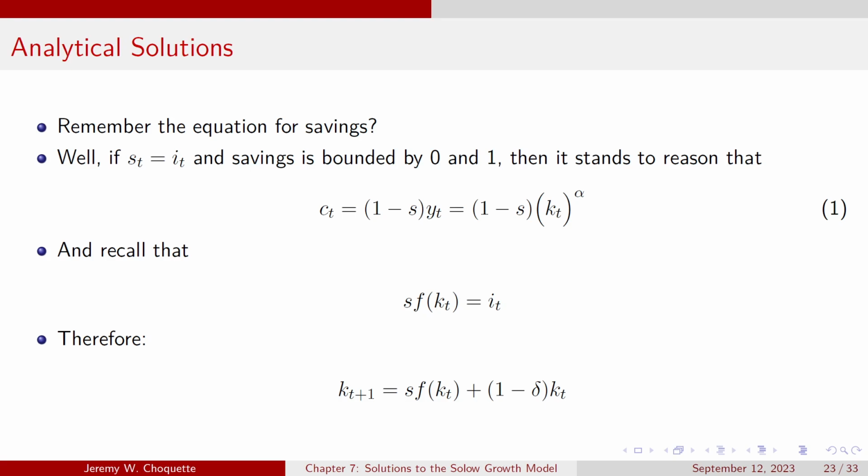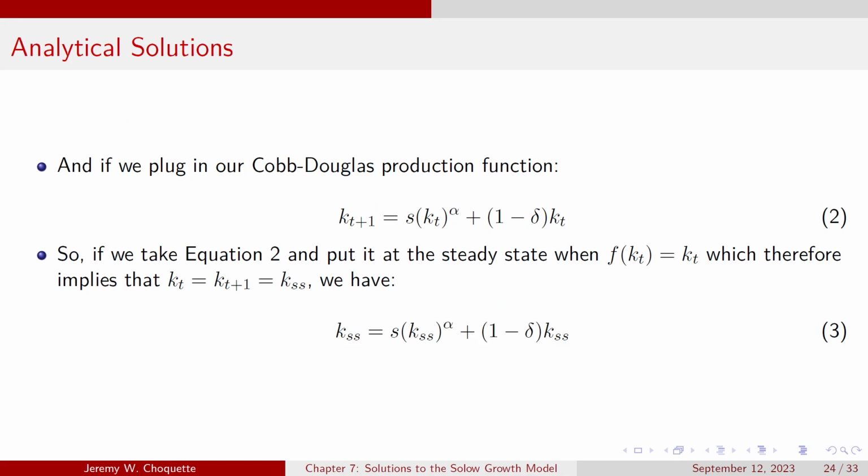Right? So remember, s times output, f of k_t, is equal to investment. So k_{t+1} would be equal to s times output plus 1 minus delta times k_t. What did I do? Well, I took investment, moved it to the right-hand side of the investment equation, moved k_{t+1} to the left-hand side, and, well, that's what I got there. All right. So then I can plug in my Cobb-Douglas production function. Now I've got k_{t+1} equals s times k to the alpha plus 1 minus delta times k_t.